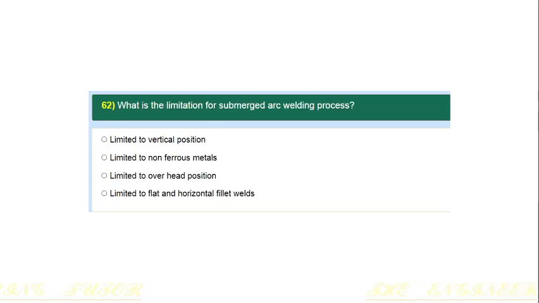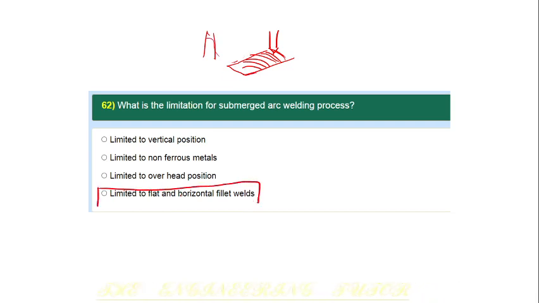What is the limitation of submerged arc welding? Most of us have seen the image of submerged arc welding. We have an electrode passing over granules of flux. We can keep the granules only in the horizontal position. If kept in the vertical position, the granules will fall down. So it is limited to the flat and horizontal position.